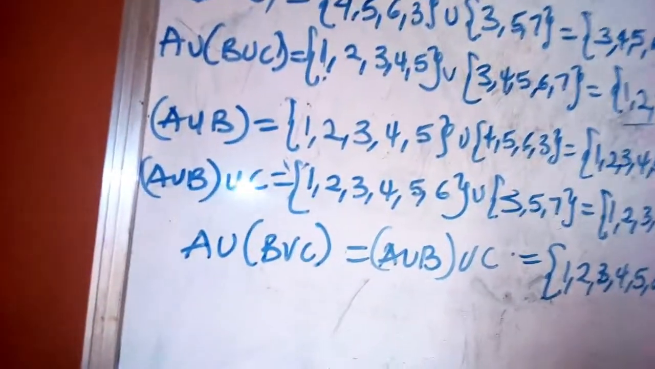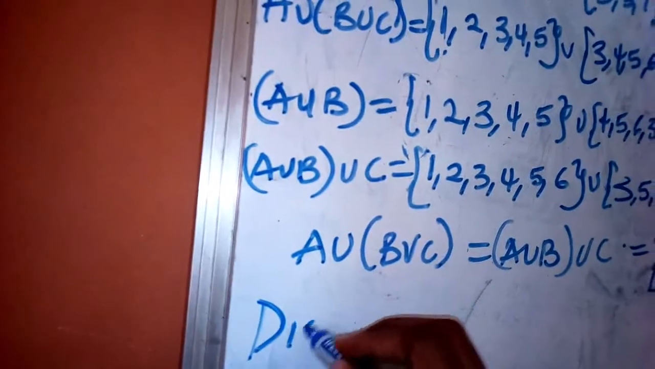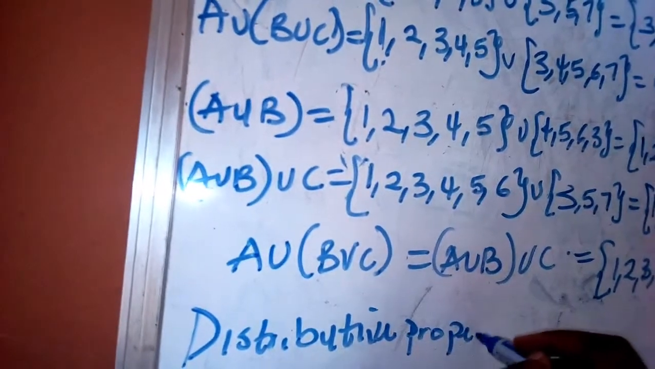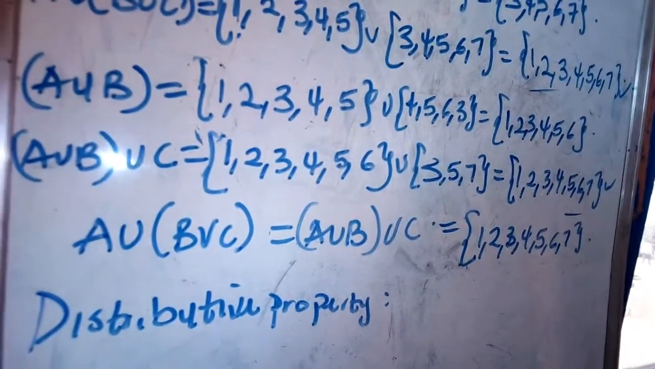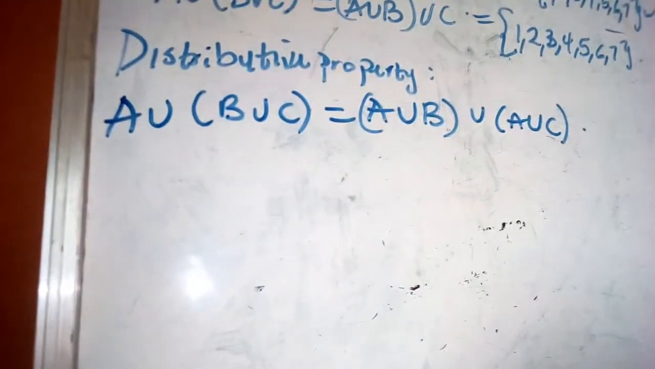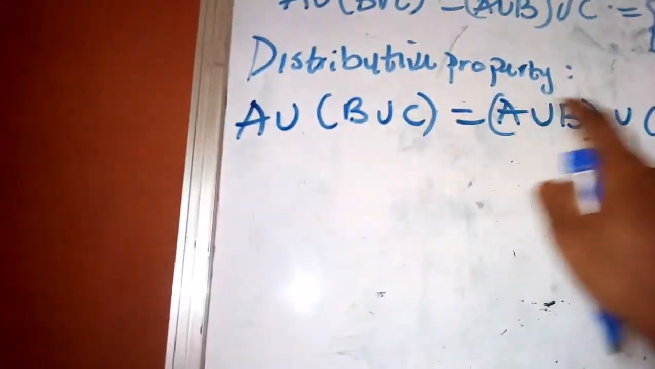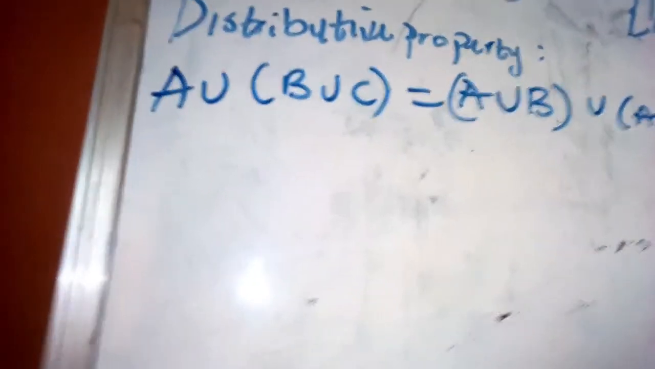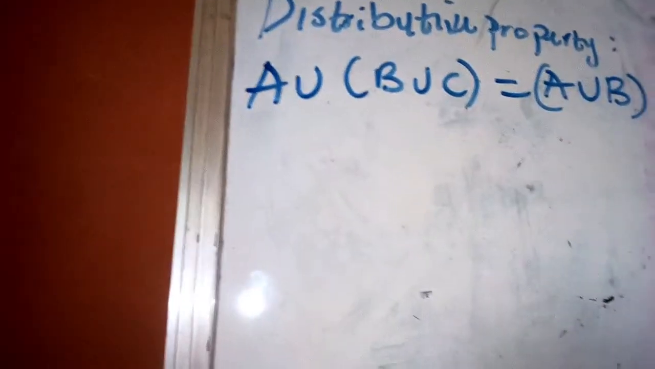Okay, so the next one is the distributive property. Like I said, I'll do one, you will try the other for better understanding. The distributive property says A union (B union C), and we distribute it, we take this as (A union B) union (A union C). So that's what we have here. We want to prove that this equals this. First, let us find what this is going to give us before we do this.